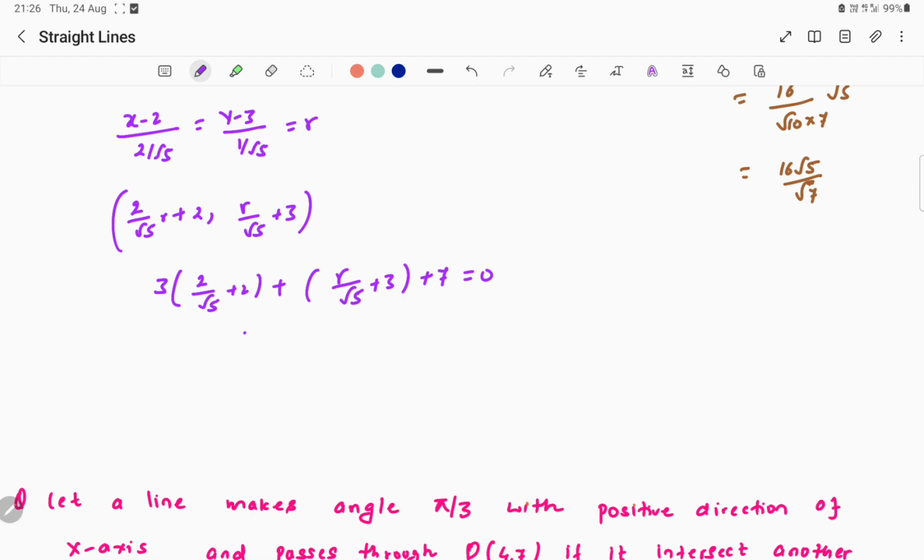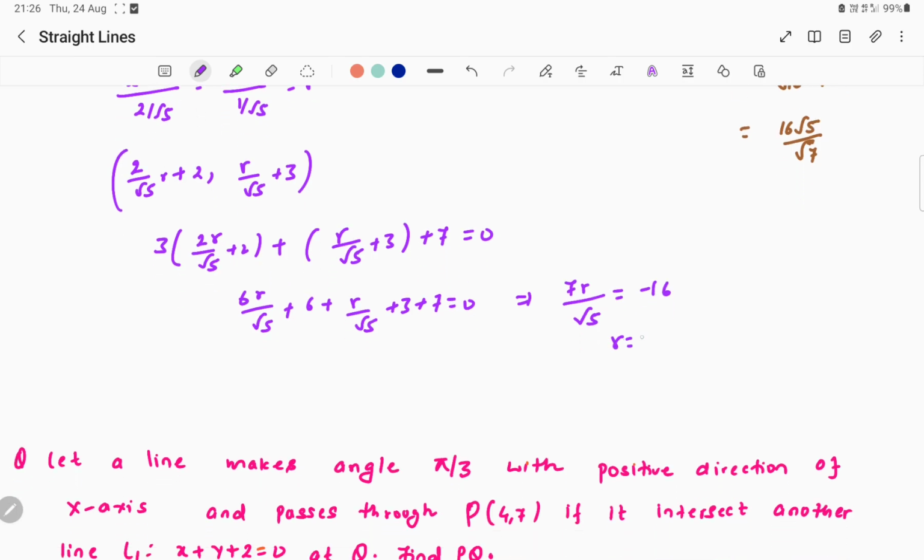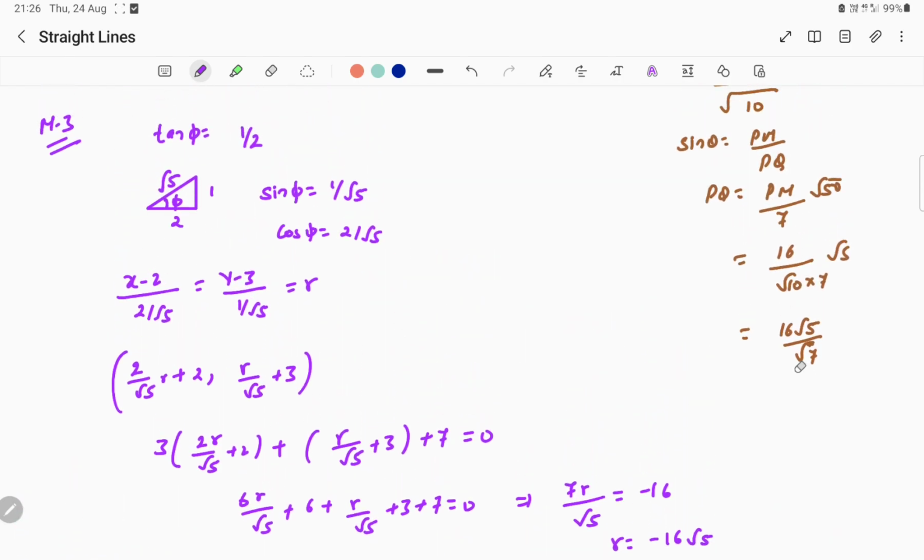So when you try to solve this, this is 2r. So we get 6r by root 5 plus 6, plus r by root 5 plus 3, plus 7 equal to 0. So when you solve this, we get 7r by root 5 is equal to minus 16. So what is the r value? The r value is minus 16 root 5 by 7. Here it's not root 7, it is just 7.